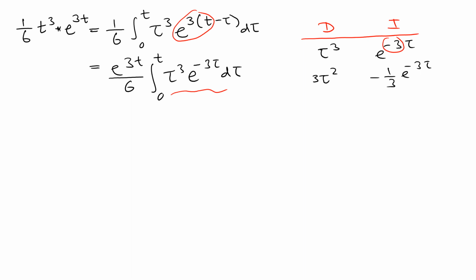Keep taking derivatives, so it's going to be 6 tau. And then here it is 1 over 9 e to the negative 3 tau. And then we're going to get 6, and it's going to be negative 1 over 27 e to the negative 3 tau. And then we get 0. So we're done on this side. That means here is going to be 1 over 81 e to the negative 3 tau.